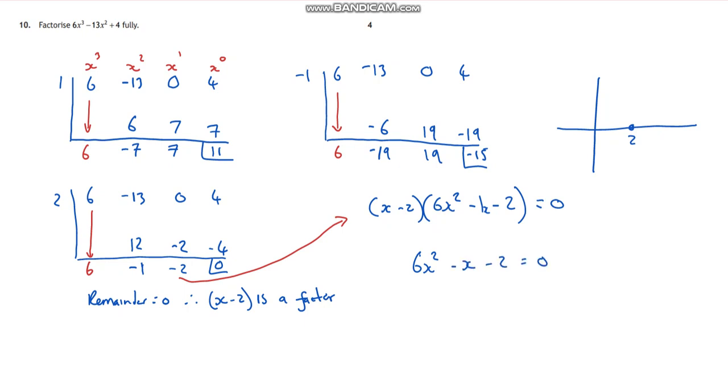Numbers that add to the middle number, the negative 1, and multiply to these two numbers multiplied together. So my factors of negative 12 can be 1 and 12, 2 and 6, and 3 and 4. So 3 and 4 are looking good. I think to get negative 1, it's going to be negative 3 times 4. Yeah, and that will give me a negative 12. One of these would have to be negative.